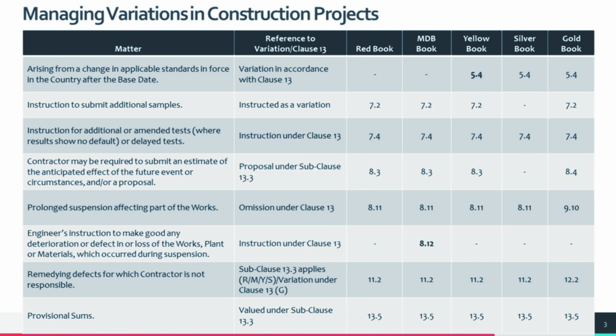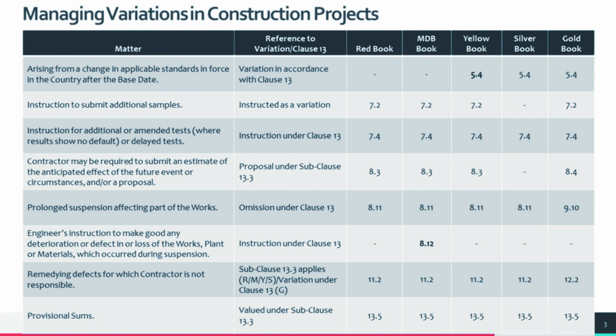10. Prolonged suspension affecting part of the works. Governed as an omission under clause 13 in all books except gold, where it's under subclause 9.10, allowing for contractual adjustments during extended suspensions. 11. Instructions to rectify deterioration or defects during suspension, specifically covered in the MDB book under subclause 8.12, ensuring that damages occurring during suspensions are promptly addressed.